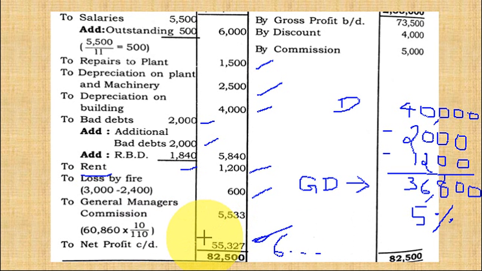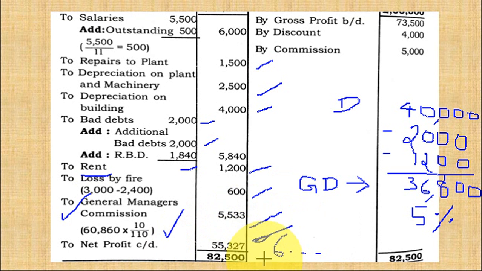But I told you what you are supposed to do. You have to calculate the manager's commission. So first you write general manager's commission. What is the balancing figure? 60,800 into 10 divided by 110, because commission is included in this. So always remember, 10 divided by 110. 10% they have set. It is inclusive. So 10 by 110, it comes to 5,533. Now the remaining balancing figure will be the net profit.